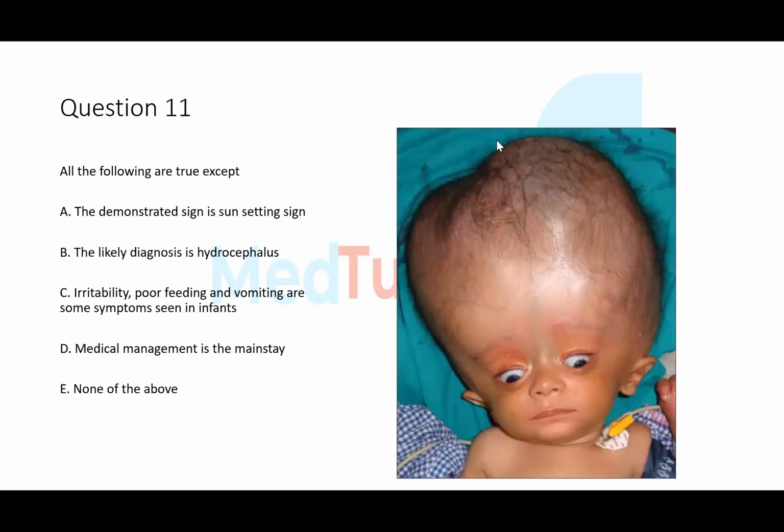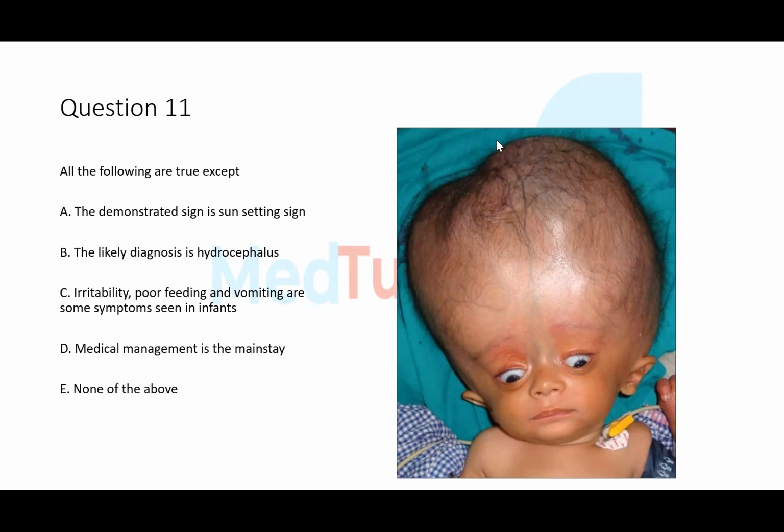So all the following are true except: the demonstrated sign is the sun-setting sign; the likely diagnosis is hydrocephalus; irritability, poor feeding, vomiting are some symptoms seen in the infant; medical management is the mainstay; none of the above. So for this, we are thinking of hydrocephalus. What you see here is what we call craniofacial disproportion in favor of the cranium. Patients with craniofacial disproportion have this compensatory downward gazing of the eye, giving a sun-setting appearance, as if the sun is going down at twilight.